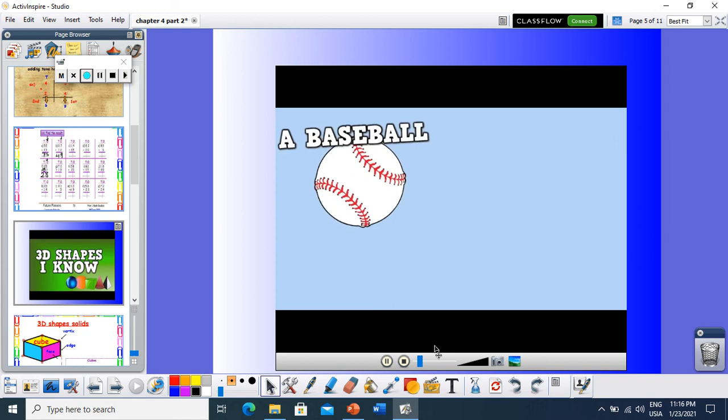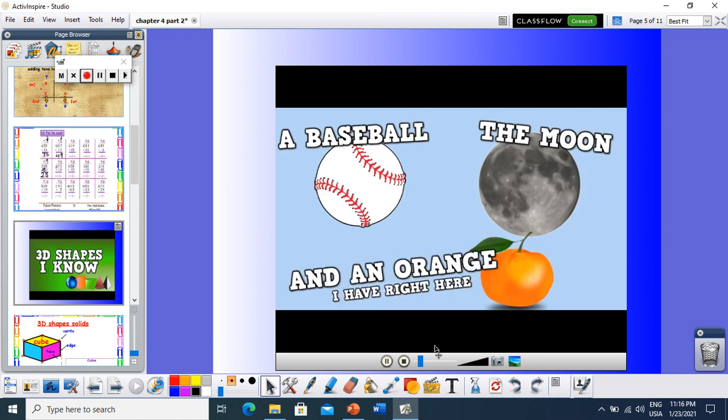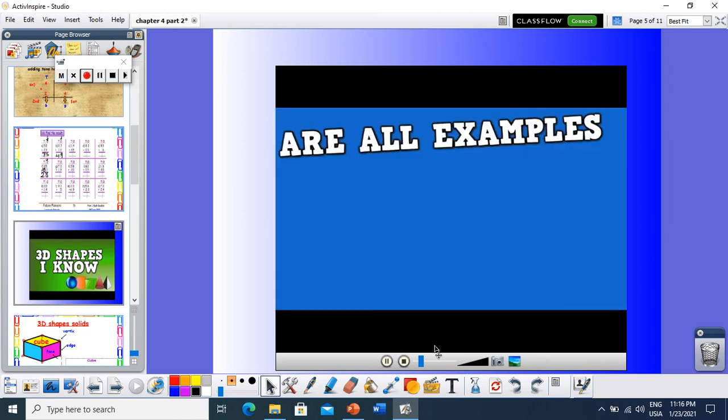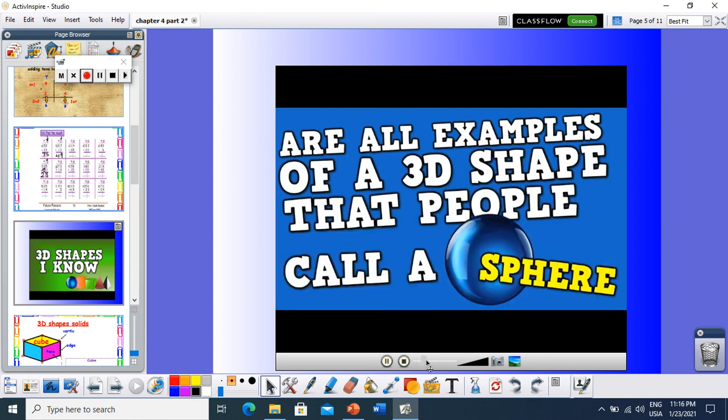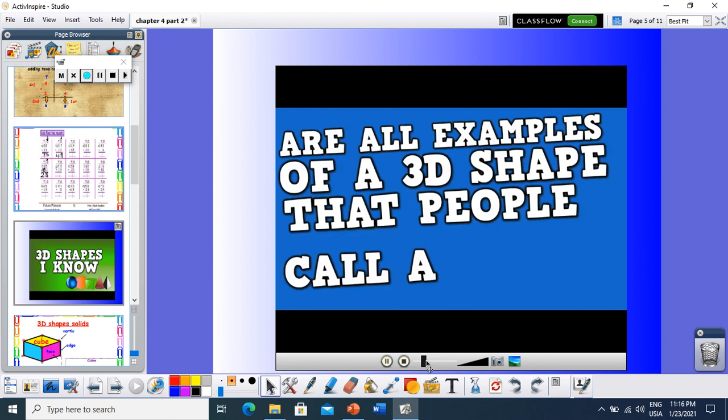A baseball, the moon, and an orange I have right here are all examples of a 3D shape that people call a sphere.